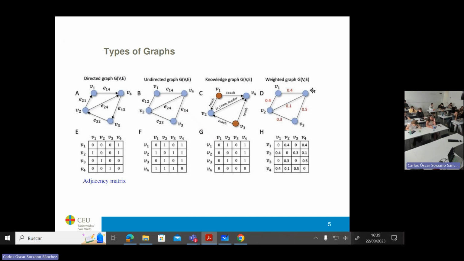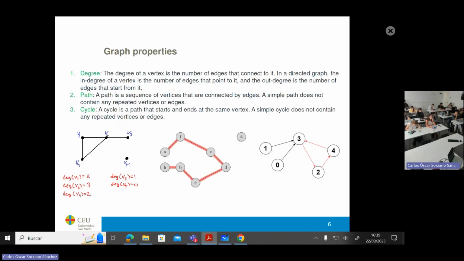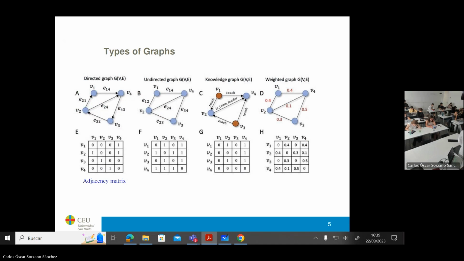And 1 is related to 4, but 4 is not related to 1. So entry (4,1) is 0, while entry (1,4) is 1. So this is a directed graph. And you may have the undirected graph, where the edges do not have any direction. So here 1 is related to 4 and 4 is related to 1. You have the entry (1,4) but also (4,1). So these adjacency matrices are symmetric: A transpose and A are the same.